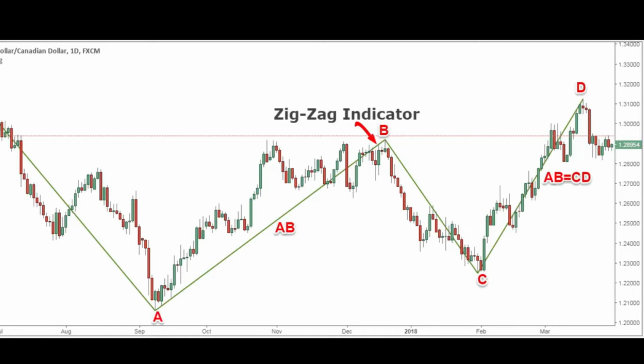Now, before we go any further, we always recommend taking a piece of paper and a pen. Note down the rules of this entry method. For this video, we're going to look at the buy side.